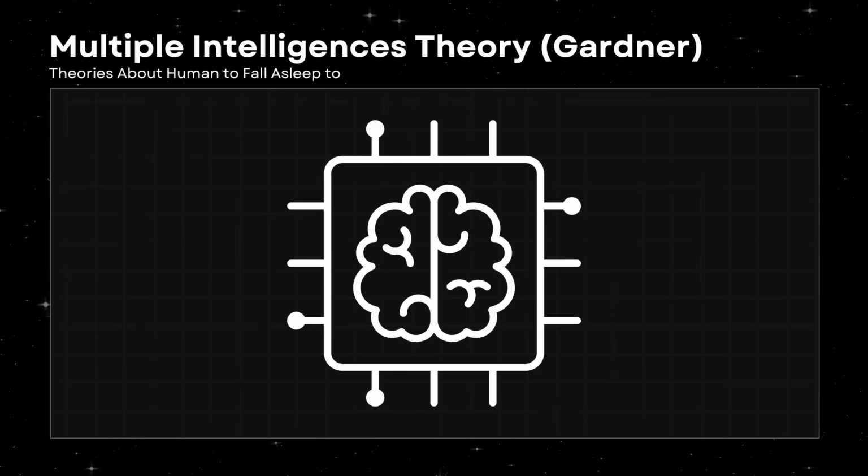Gardner's work does not say that everyone is good at everything. Instead, it shows that people have different kinds of potential. Intelligence is not a single path. It is a wide field with many ways forward.